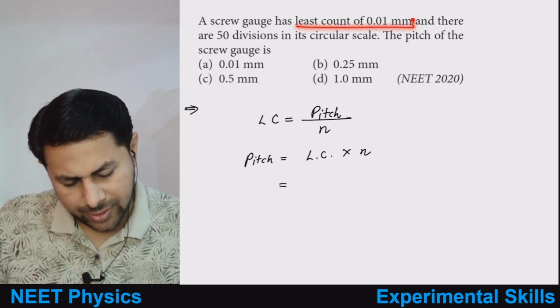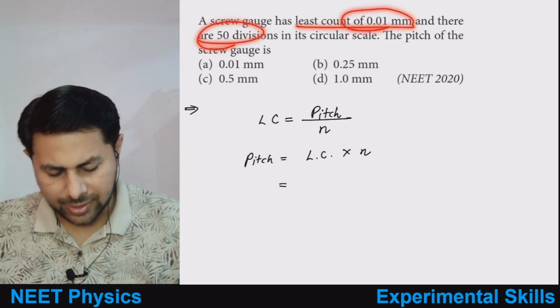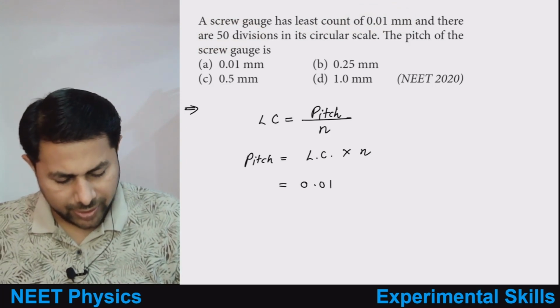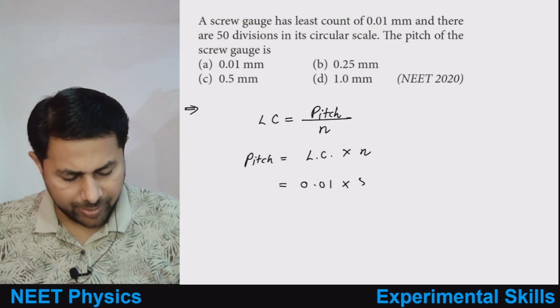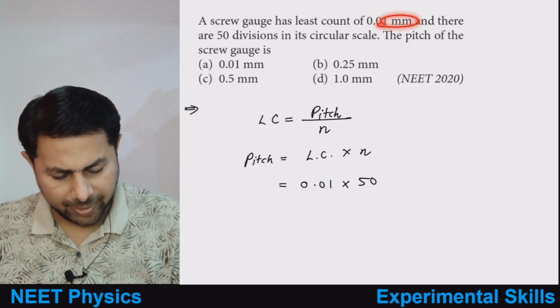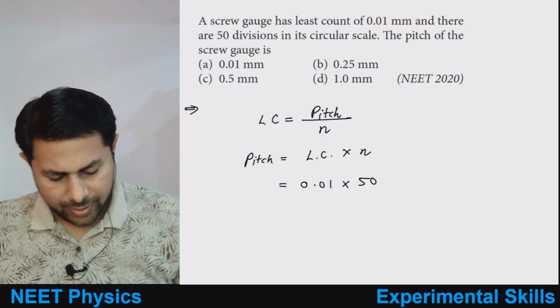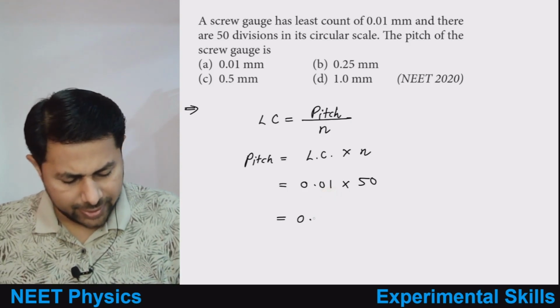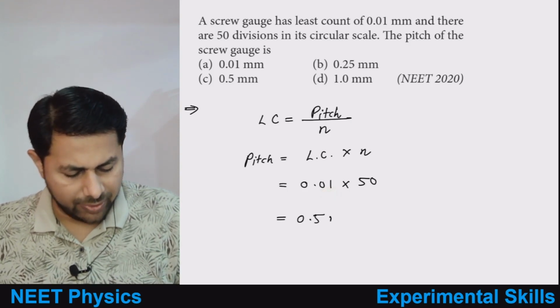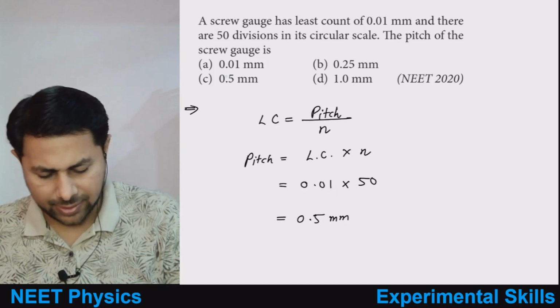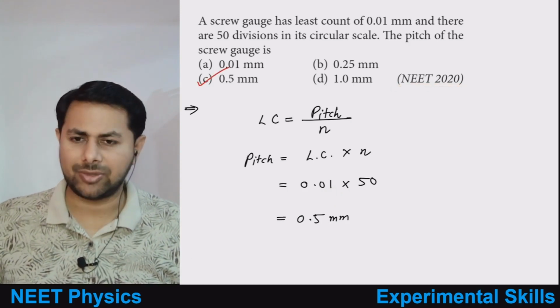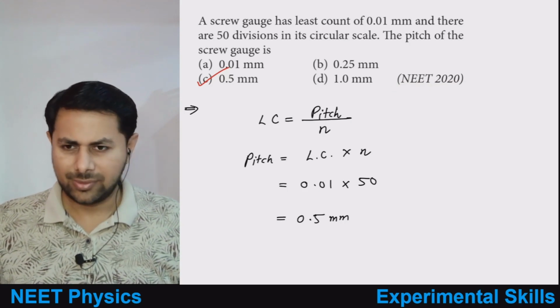The least count is given and the number of divisions on the circular scale is given. So it's 0.01 multiplied by 50, in mm. Multiply this, and you get 0.5. So 0.5 mm is the answer. This one is from NEET 2020. Very simple question.